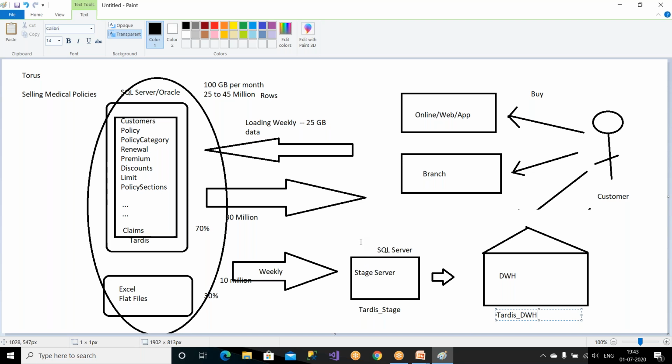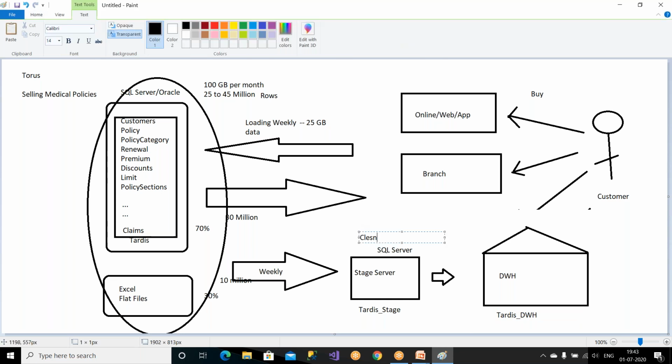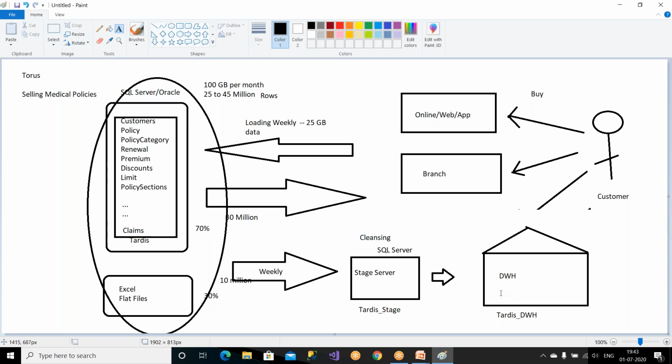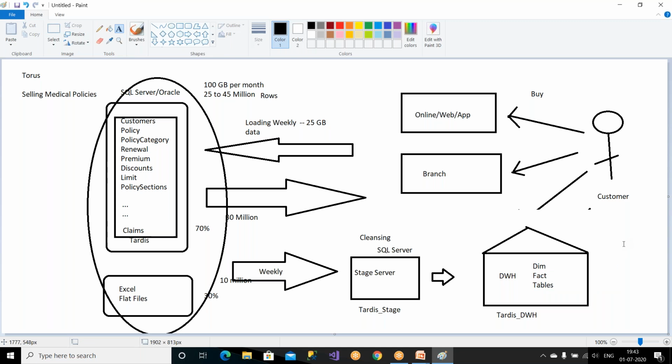And once you get the data, what are we going to be doing in the staging? In the staging, we're going to be cleansing the data, cleaning the data. So the cleansing is going to be done here. Now all the perfect data is going to go here. In the data warehouse, we have dimension tables and we have fact tables. Hope you people know what a dimension table and what a fact table is. Clear? So all this data, at the end of the day, is going to go to the data warehouse. We have dimension tables and fact tables, and all this data will get loaded every week here.